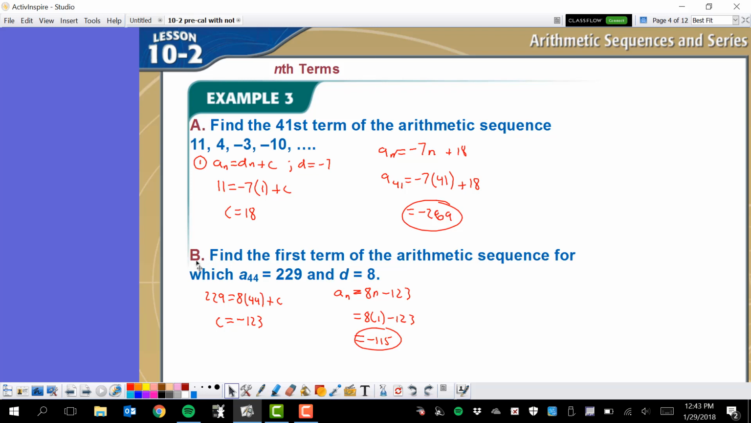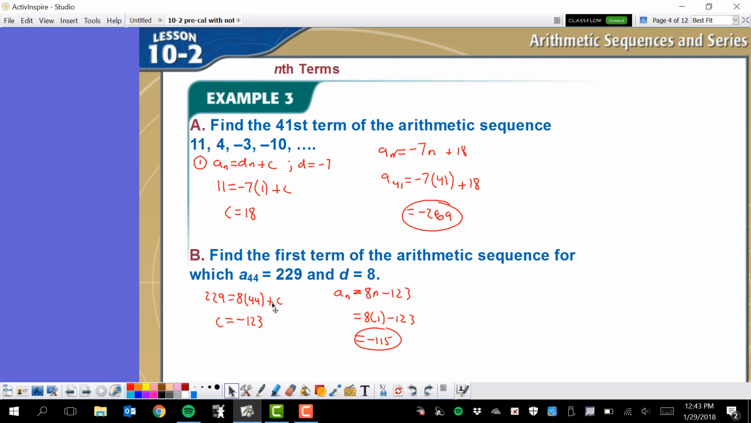Okay, so this is worded a little bit differently, but same kind of concept. It says find the first term of the arithmetic sequence for which a_44 equals 229. So that means the 44th term in the sequence would be 229. And d, our common difference, is 8. So if I build that formula, I know that a of 44 is 229. So I've got 229 equals 8, the common difference, times the n value, which in this case is 44.